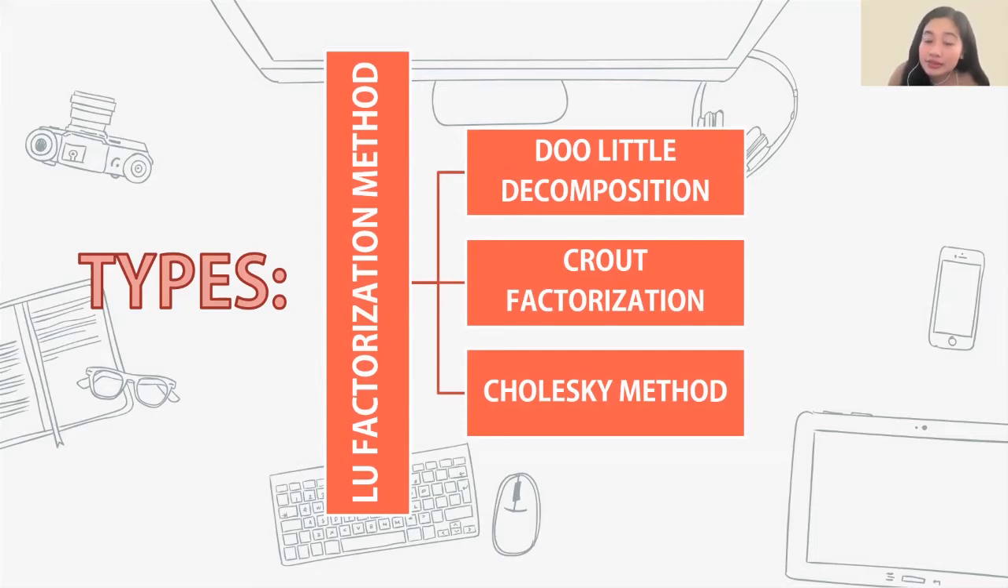Which is namely the Doolittle decomposition, the Krauts factorization, and the Cholesky method. These three methods will be given the meaning and definition, and of course, elaborated with its application. The first two, the Doolittle decomposition and the Krauts factorization, will be given enough emphasis by using equations, putting up matrices and performing the process. The last one, the Cholesky method, will only be given a definition and application because its performance requires only a limited number of positive matrices, which we are not going to tackle today.